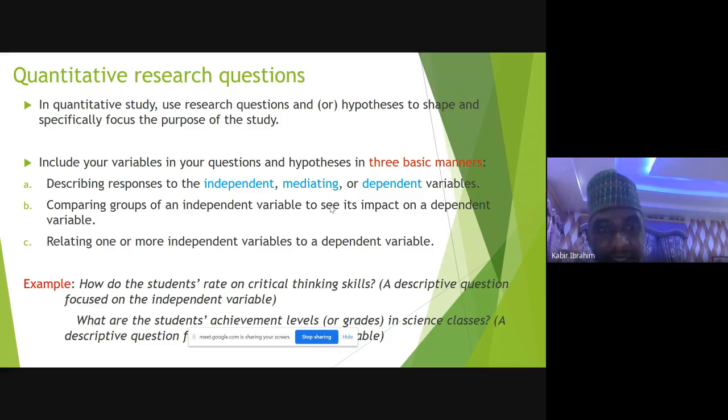Then C, relating one or more independent variables to a dependent variable. You now relate one or more independent variables to a dependent variable. That is correlational studies.